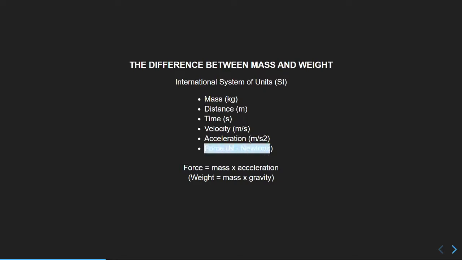And this is the big one. This is probably the one that a lot of you are not familiar with, and that's force, which is measured in newtons.